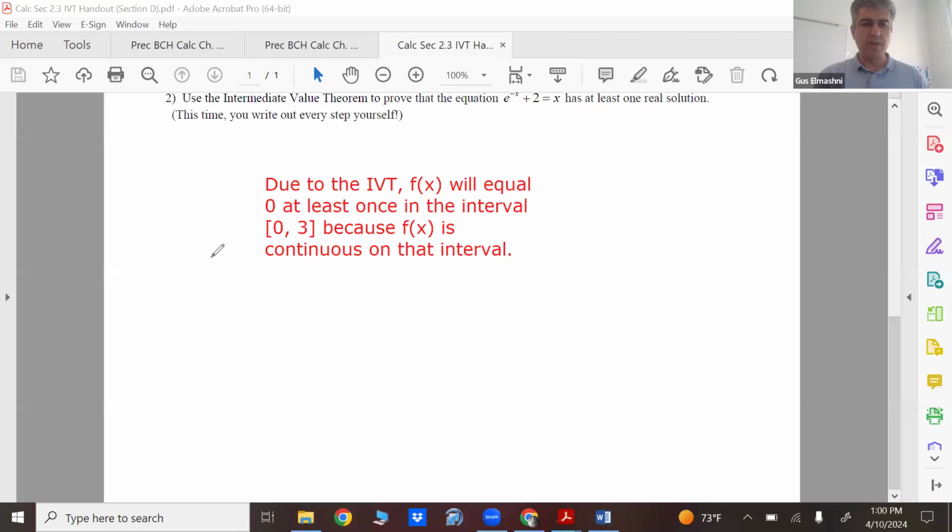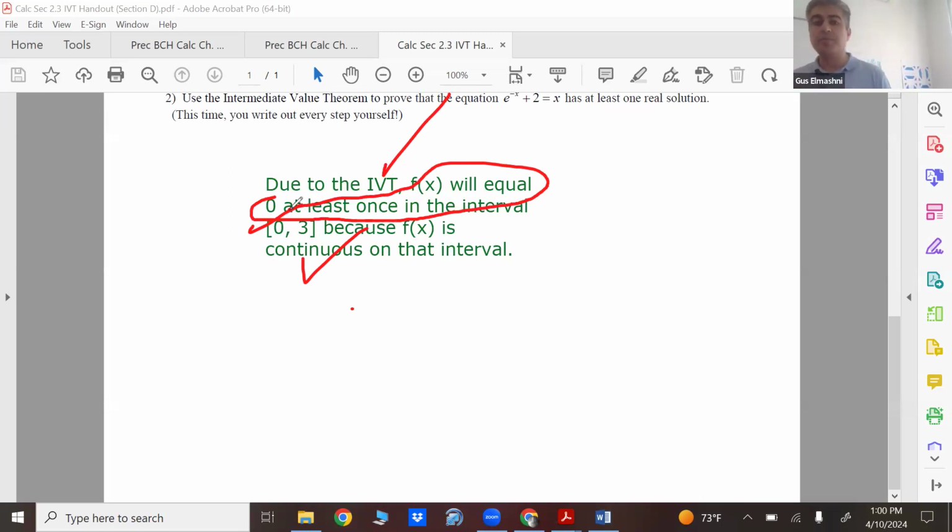What am I doing here? Go back to dark green. Yeah, I gotta see IVT. I gotta see continuity. I gotta see the interval. And I gotta see the statement here. So it's really four things I'm looking for. How you word it, I don't care.